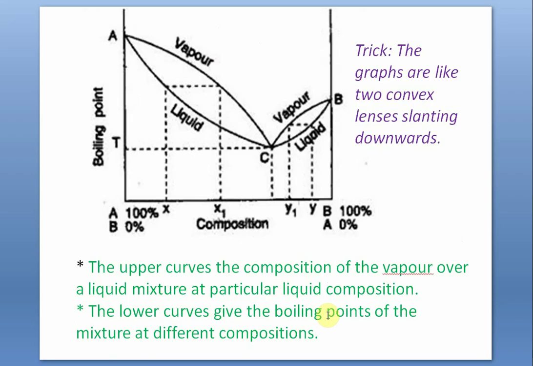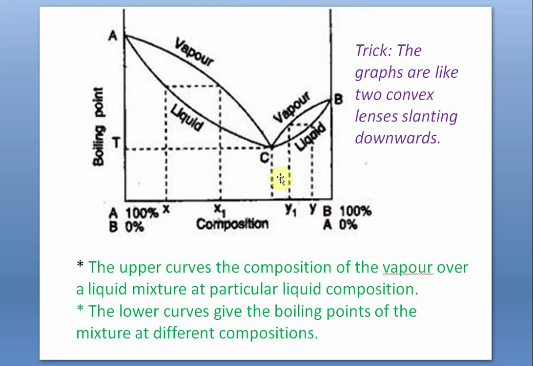Have a look. I was telling you, there are two convex lenses. If it is a positive deviation, then the convex lenses are stooping downwards. If it is with negative deviation, the convex lenses are stooping upwards. Because you know the boiling point, this is the boiling point graph. You forget about this. This is the vapor composition. I showed you even in the ideal solution graph that this convex lens was extending up to the end. But in non-ideal, it will break up.